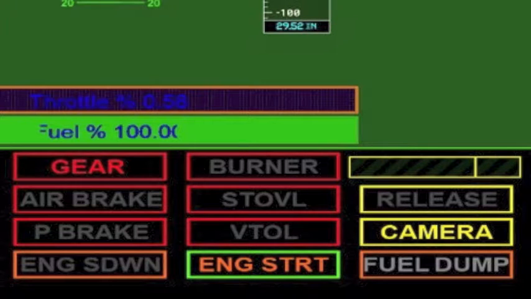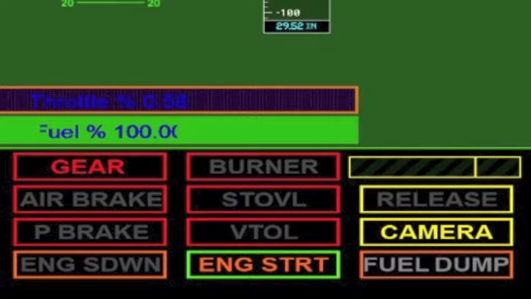If we look to the middle column, you'll see burner. That's the last 10% of your throttle when your aircraft is in normal cruise mode. Right below that is STOVL, or that short takeoff and vertical landing. This allows you to take off of shorter runways, such as on an aircraft carrier, and also to make precise movements in certain tactical missions.